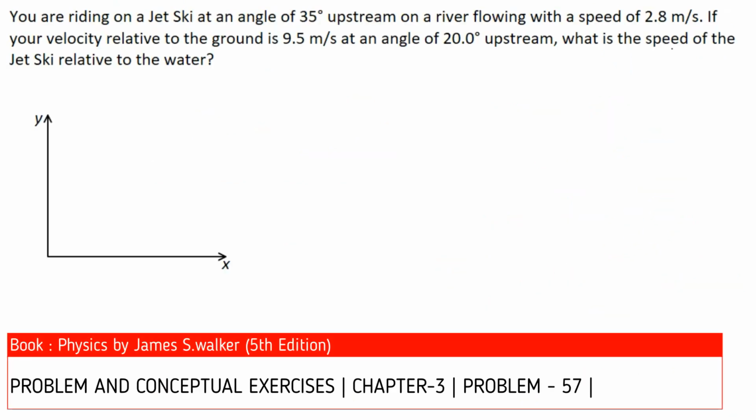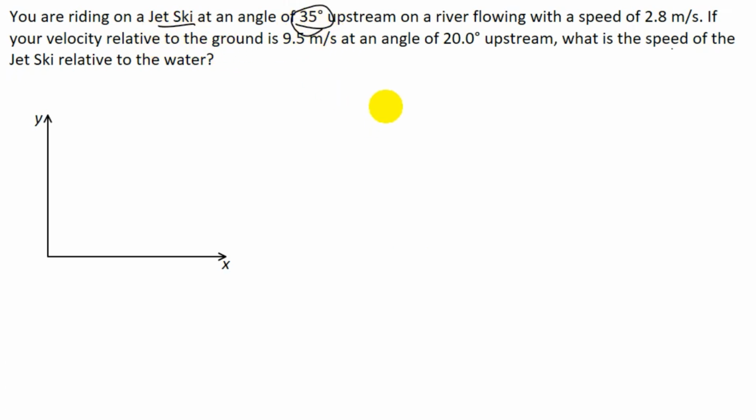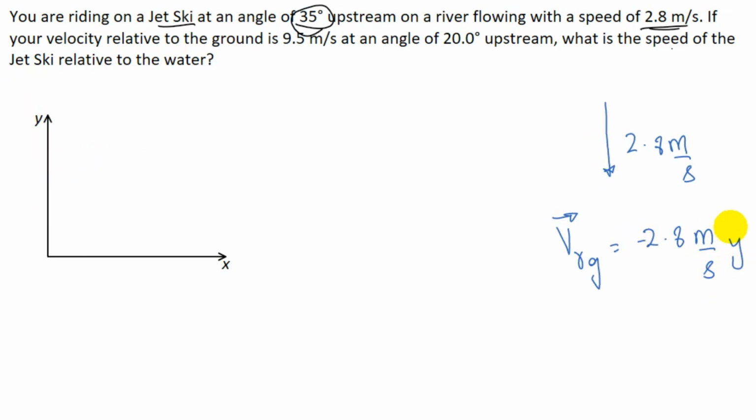Now in this question we are given that you are riding on a jet ski at an angle of 35 degrees upstream on a river flowing with a speed of 2.8 meter per second. Let us take that the river is flowing in the downward direction like this. This is 2.8 meter per second. So the velocity of the river relative to ground is 2.8 meter per second. Now it's in the negative y direction, so we can take minus y cap.